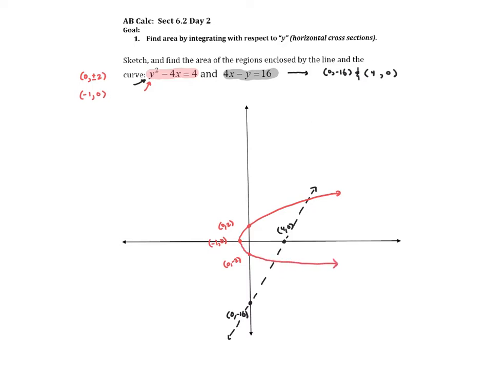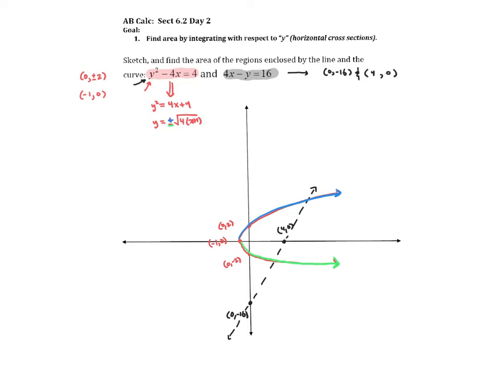Okay, so I want you to see something else here. I'm going to solve for y. I'm going to add 4x, so y squared is equal to 4x plus 4. And then I'm going to take a square root. This will be plus or minus the square root of 4x plus 4. Now look, I get a positive, which is this upper half, and I get a negative, which is this lower half.